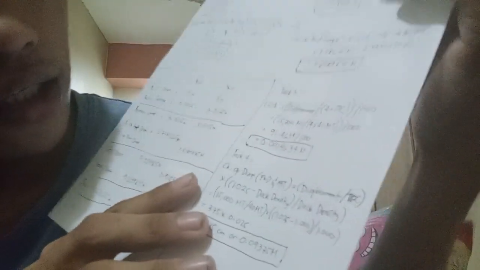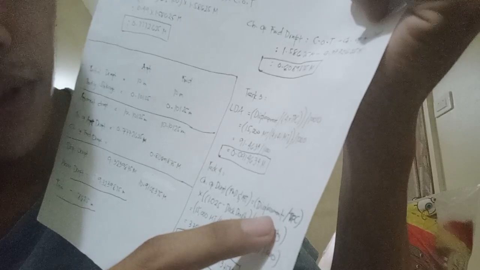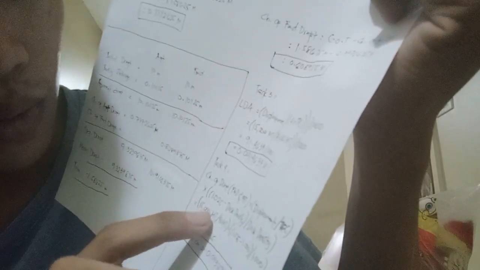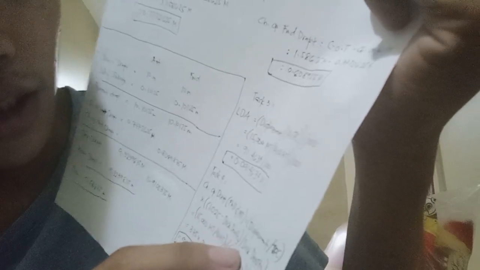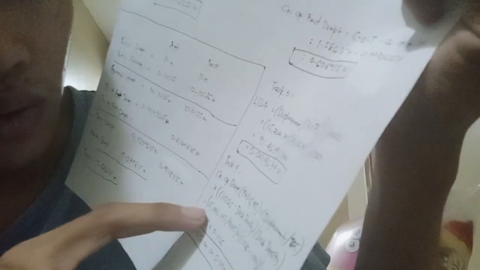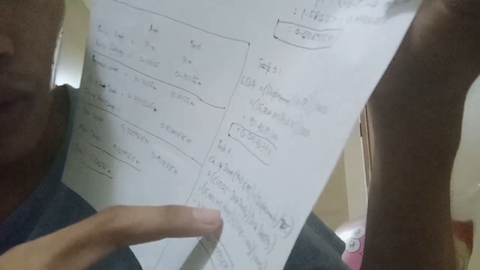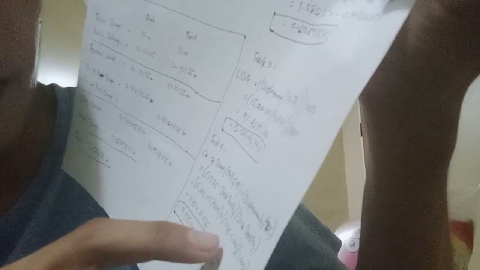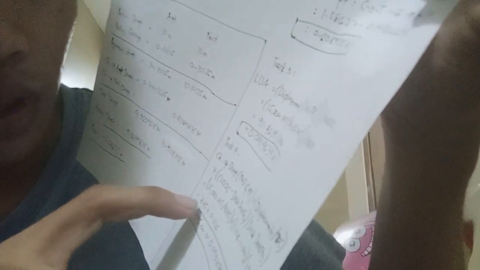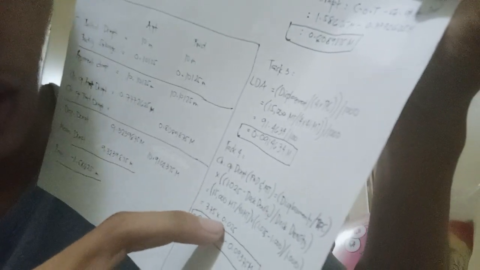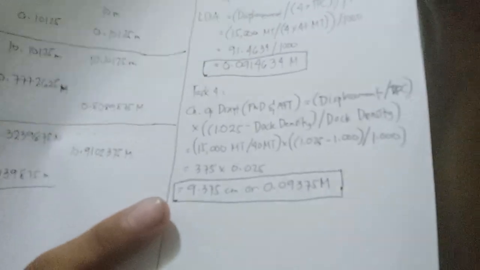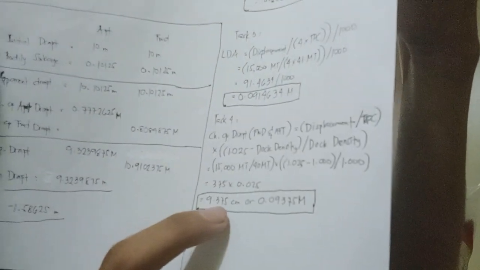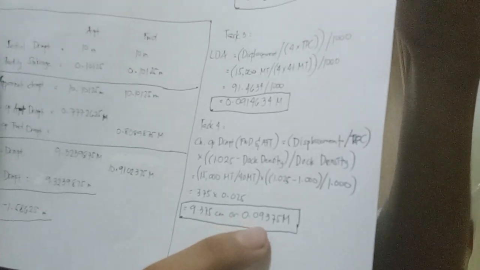And in task 4, getting the change of draft forward and aft: the displacement divided by the TPC multiplied by the given 1.025 minus the dock density, divided by the dock density. So the displacement 15,000 metric ton divided by the TPC 40 MT, multiplied by 1.025 minus dock density 1.000, and divided by 1.000 the dock density. So the result is 375 times 0.025. The result is 9.37 centimeter or 0.09375 meter.